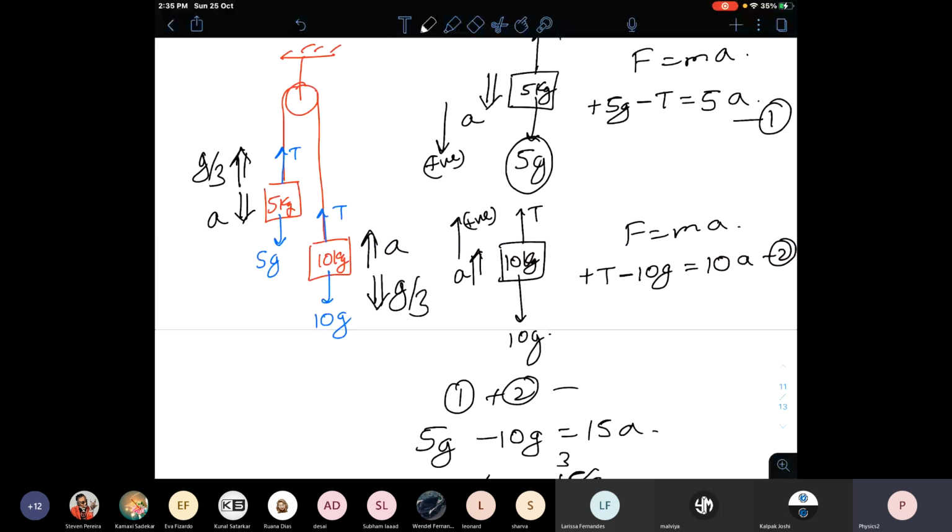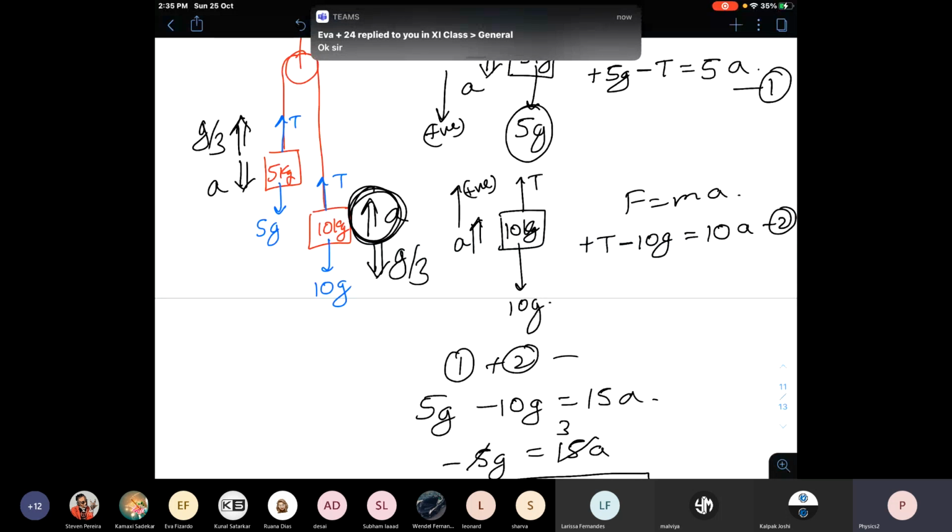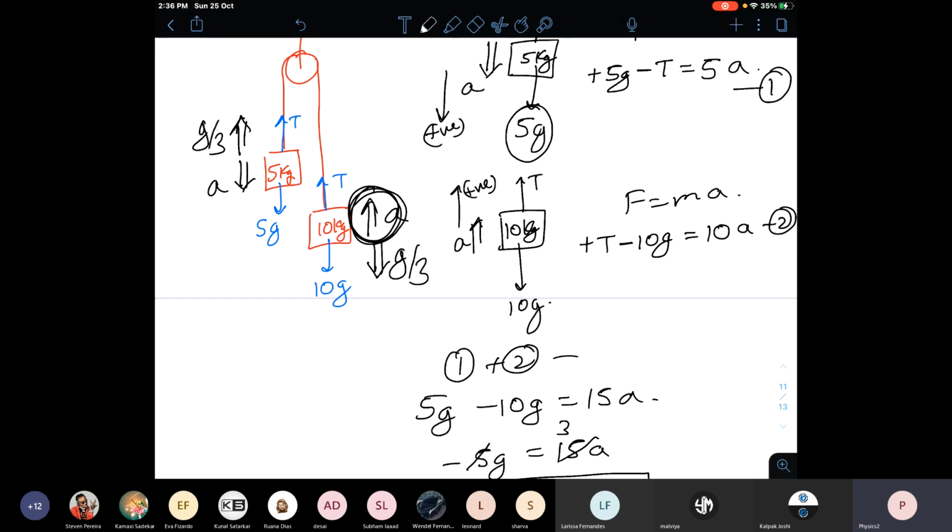What did I do here? I assumed the wrong direction only, no? And still I got g by 3. Okay, minus g by 3. That means what physics wants to say to me is that it is in the opposite direction. The magnitude is g by 3 only, but in the opposite direction. So what I did is I reversed it. I changed the direction and wrote like this. Okay, is it clear? So it won't matter whatever direction you take, the answer will be the same. Just have to assume some direction and move forward.